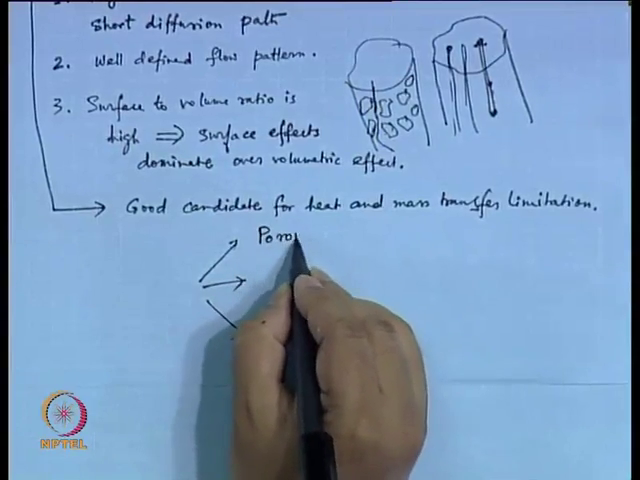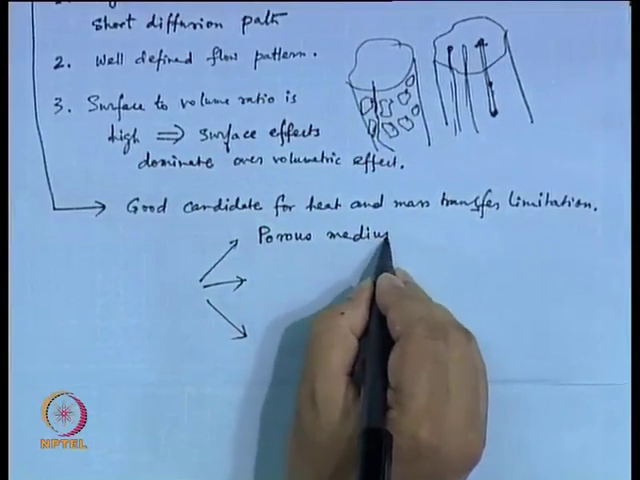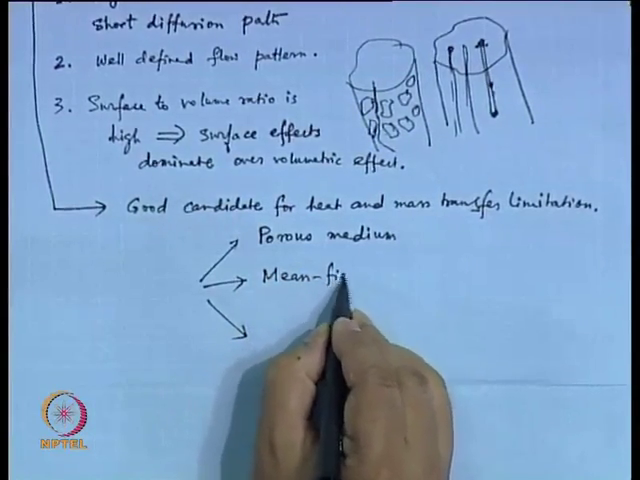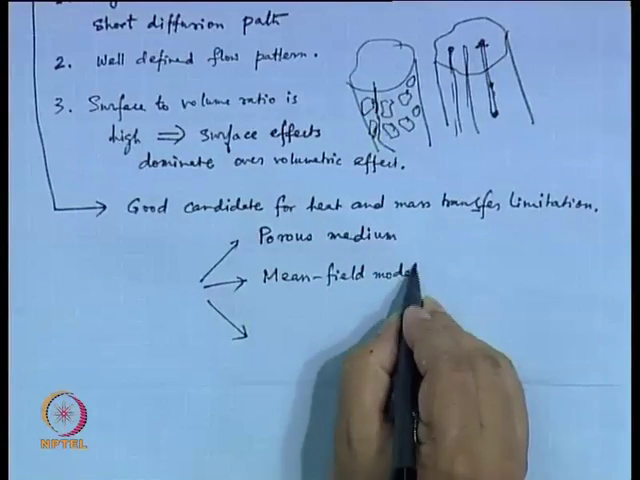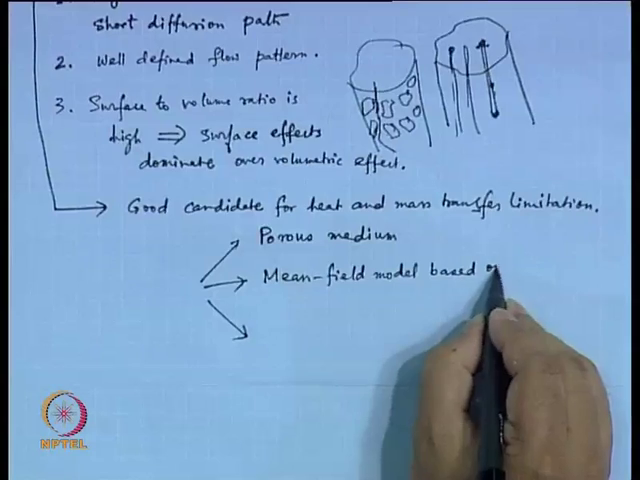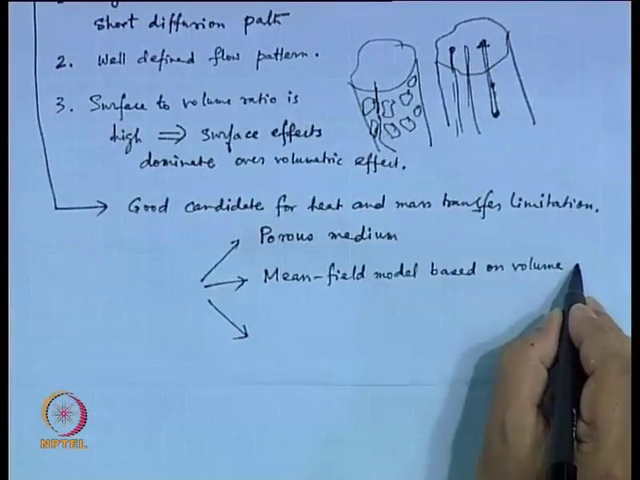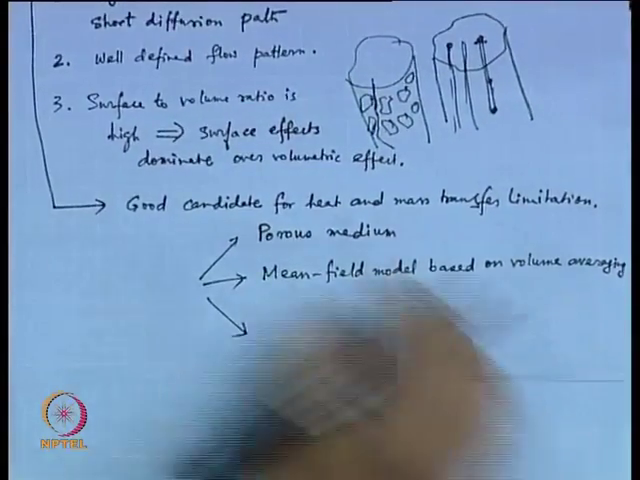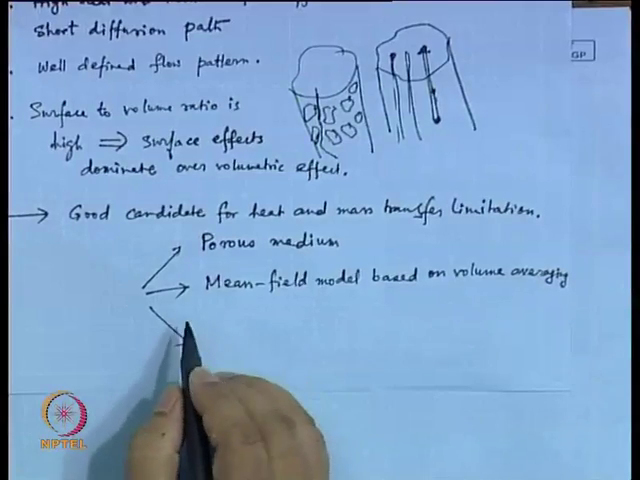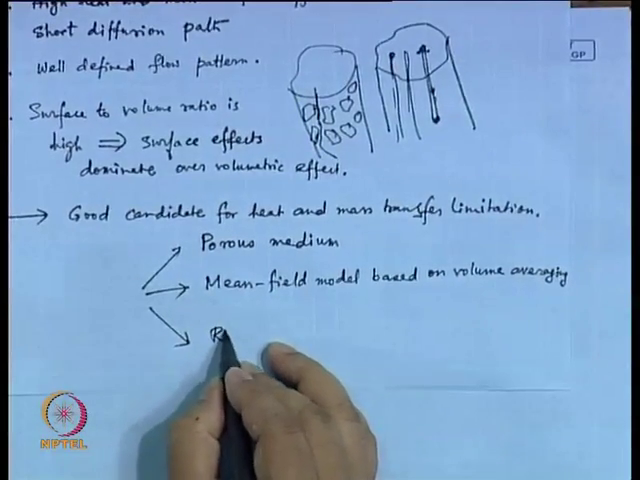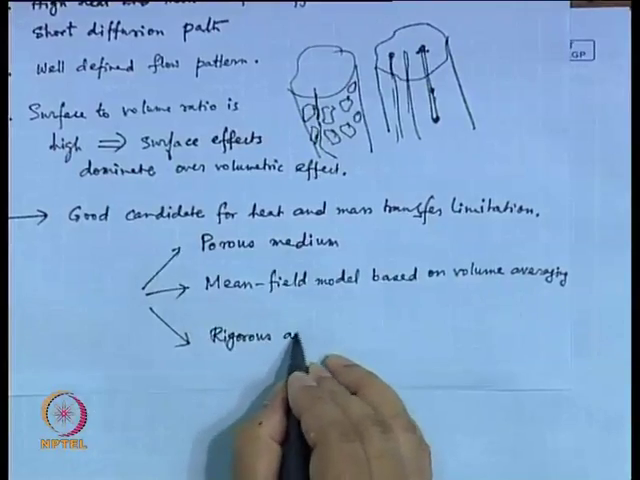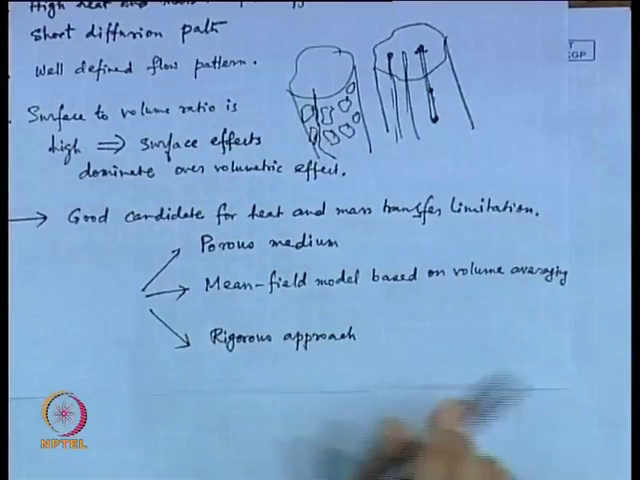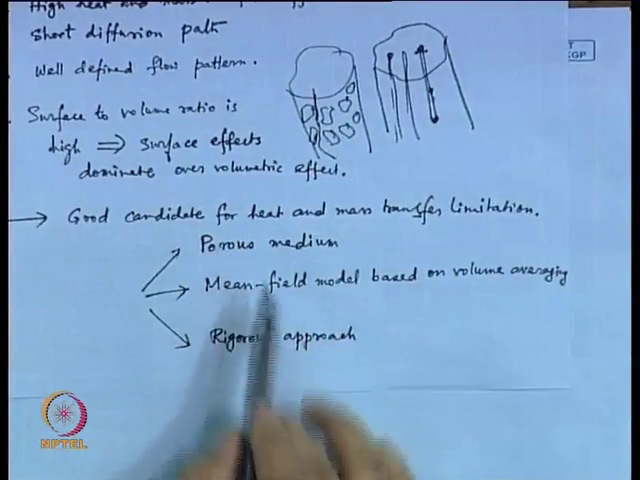Now, when it comes to developing a simplified approach, I see there are basically 3 approaches possible. One is to treat this microstructured reactor as a porous medium. Second is to use something called a mean field model based on volume averaging, and the third is the rigorous approach. This first one is going to be the simplest, the porous medium based model.